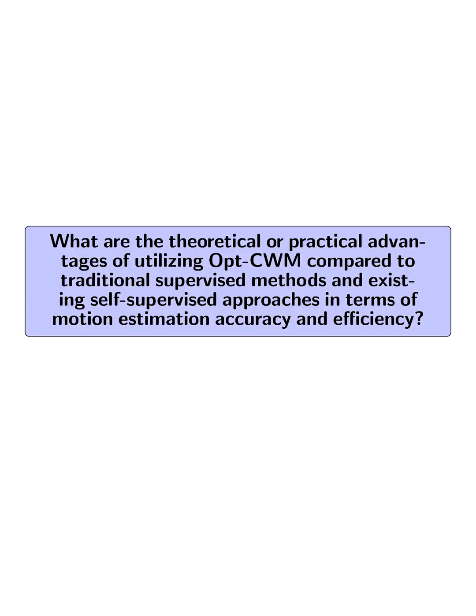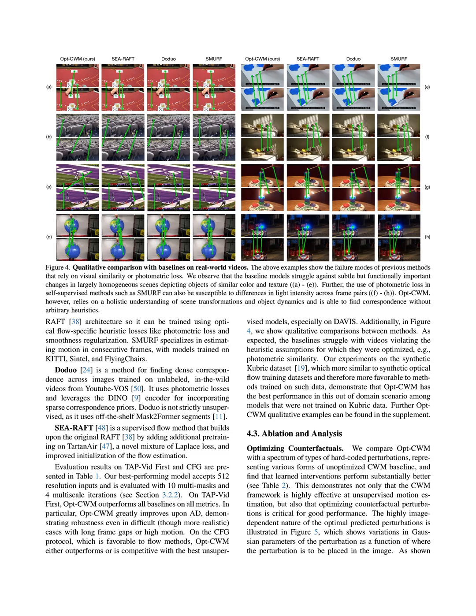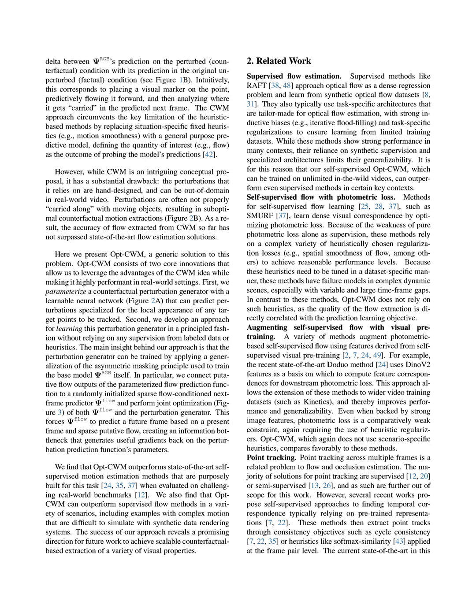What are the theoretical or practical advantages of utilizing Opt-CWM compared to traditional supervised methods and existing self-supervised approaches in terms of motion estimation accuracy and efficiency? Opt-CWM offers significant theoretical and practical advantages over traditional supervised methods and existing self-supervised approaches in motion estimation. Firstly, it eliminates the reliance on synthetic data and hand-designed heuristics, which are common limitations in supervised methods, allowing it to be trained on unlimited in-the-wild videos, thus enhancing generalizability.